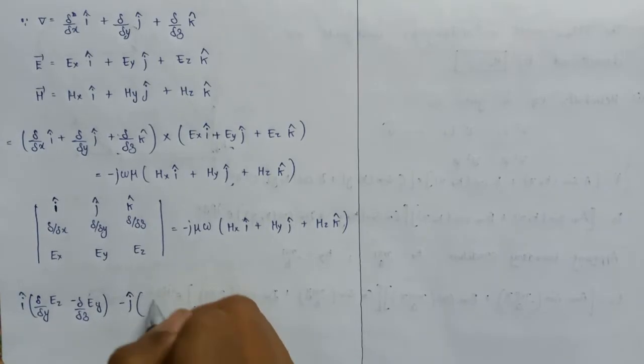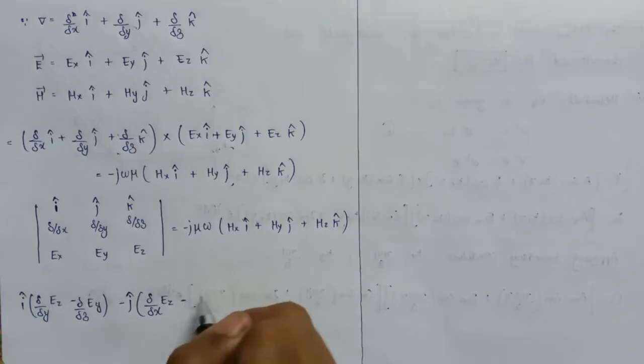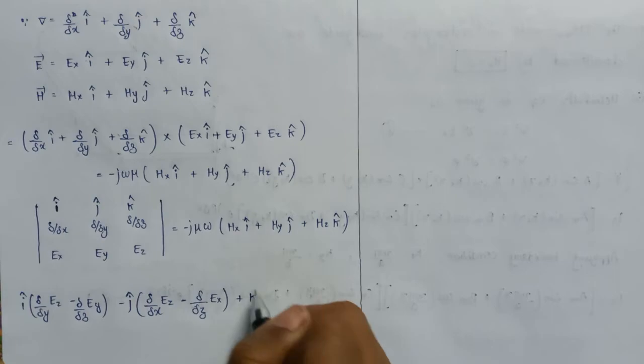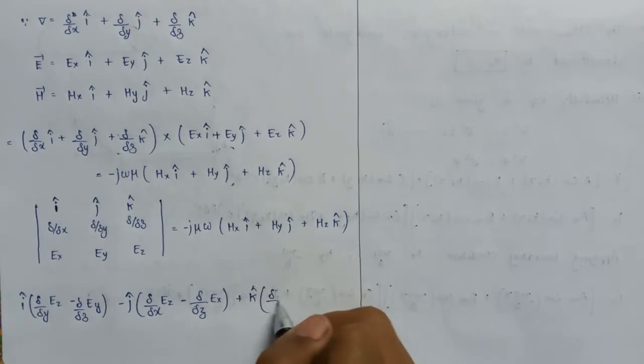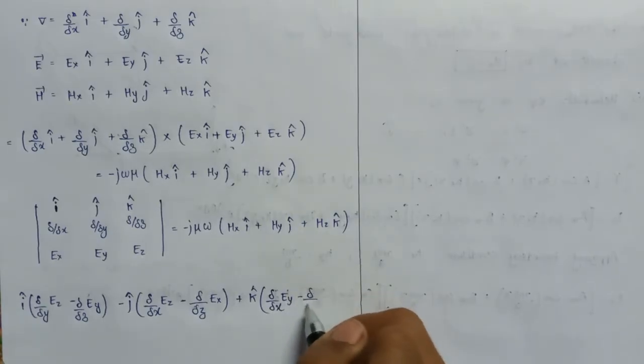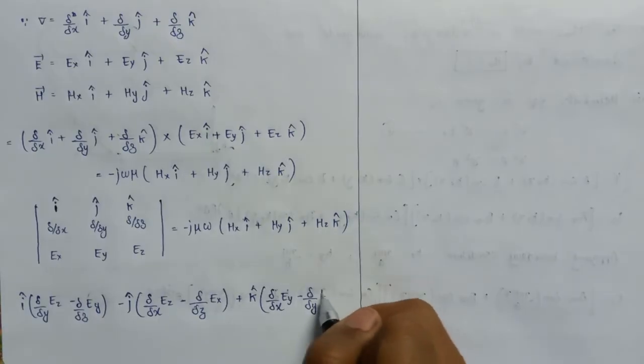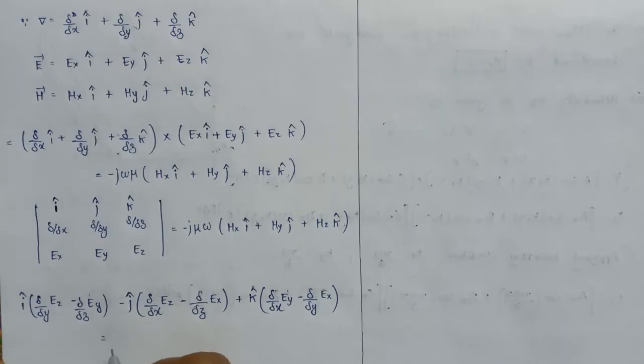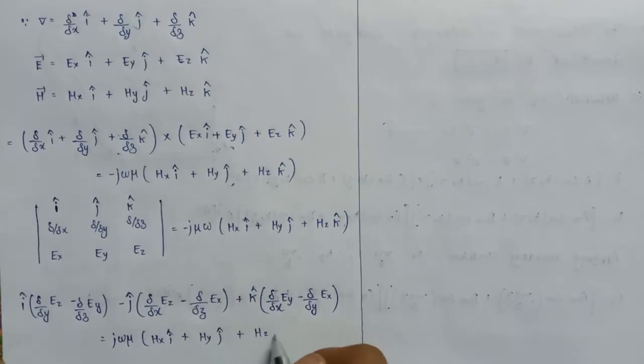minus j cap (del over del x of Ez minus del over del z of Ex) plus k cap (del over del x of Ey minus del over del y of Ex), that is equal to minus j omega mu (Hx i cap plus Hy j cap plus Hz k cap).